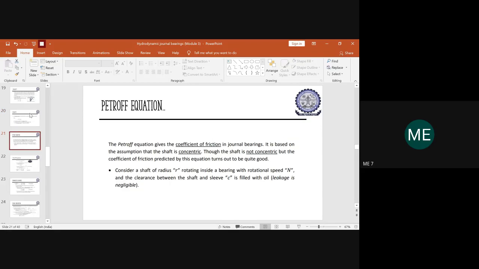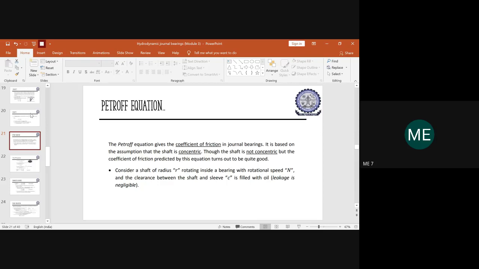So now let us start with the Petroff equation. What do you mean by the Petroff equation? We are deriving an equation which yields the value of the coefficient of friction associated with a journal bearing. You know what a journal bearing is, what friction is, and the equation we use to determine the coefficient of friction. Now we are correlating the known concept of journal bearing with the coefficient of friction in the form of a particular equation which was derived by Petroff, and hence the name Petroff equation. This basically provides you the value of the coefficient of friction in any journal bearing.